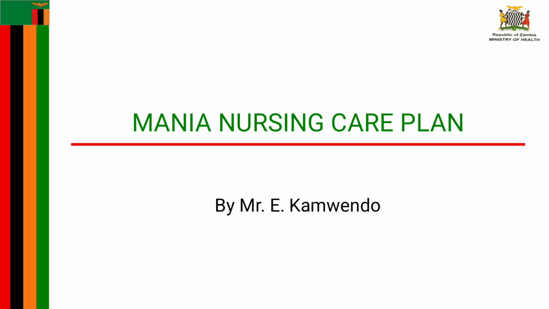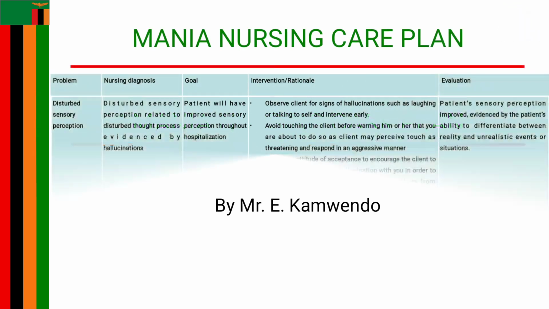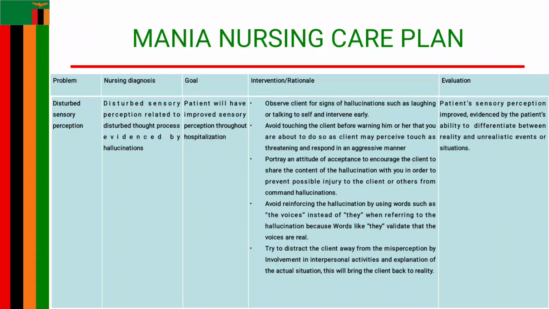In today's session, we'll just basically look at the nursing care plan for Mania. So we'll go straight into the nursing care plan. Amongst the problems that we can identify in a manic patient, the first problem is disturbed sensory perception. In terms of the nursing diagnosis, we can phrase it as disturbed sensory perception related to disturbed thought process, evidenced by hallucinations, even delusions, and many others.